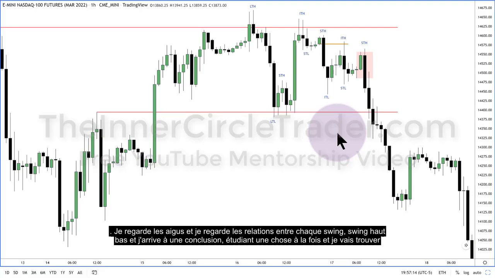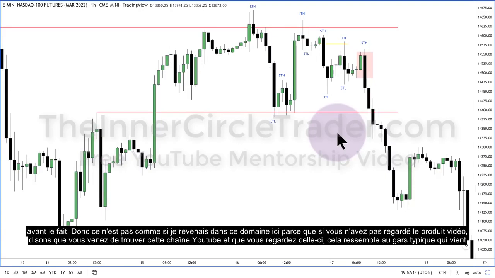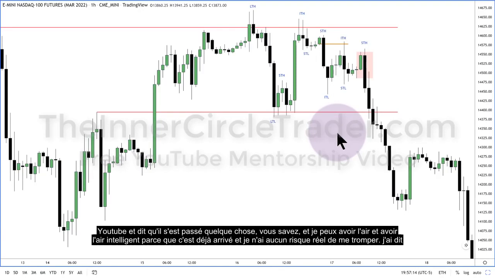And I'm going to come up with the idea that it's likely to go lower because that daily chart, I called it in front of all of you. I outlined it, told you where it was going to go. So that way we understand one another. I'm teaching something that I already proved before the fact. So it's not like me coming back to this area here, because if you haven't watched the videos prior to this, say you just found this YouTube channel and you're watching this one, it sounds like the typical guy that comes on YouTube and says, here's something that happened, and I can sound and look and appear smart because it's already happened and I have no real risk in being wrong.